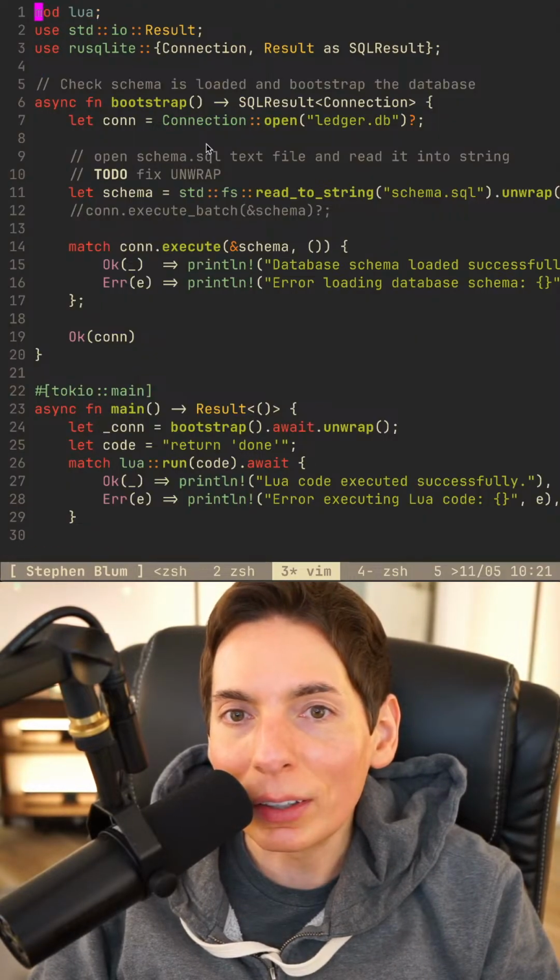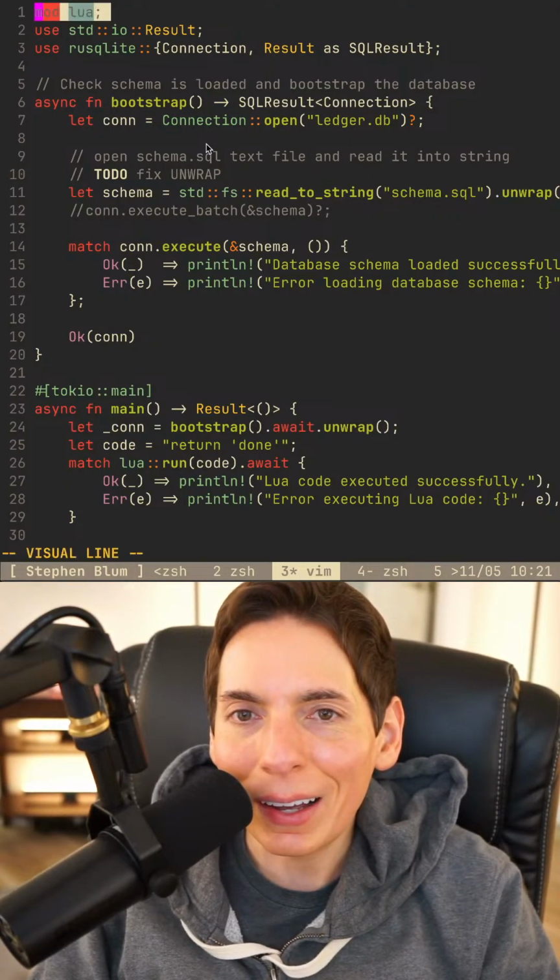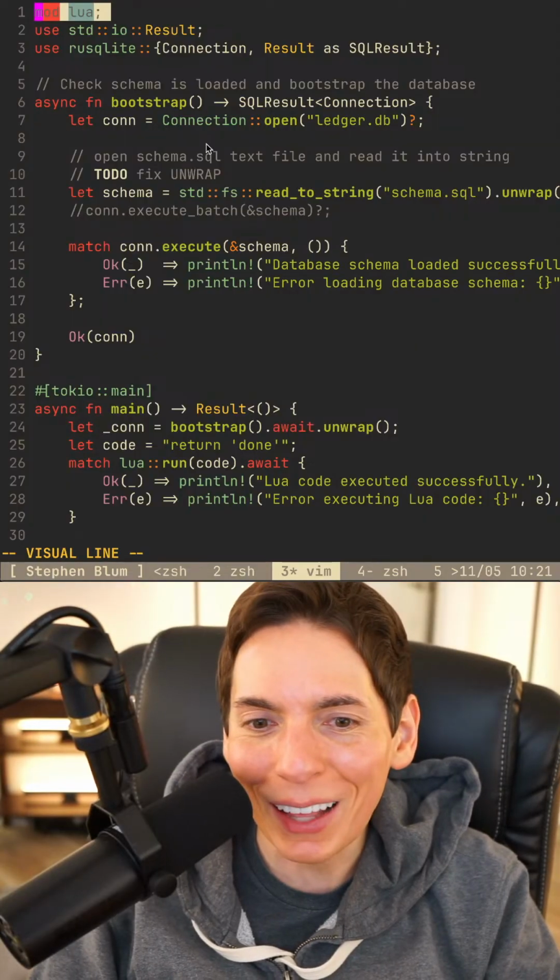Also, we're doing Lua. We've got Lua as our smart contract scripting language.